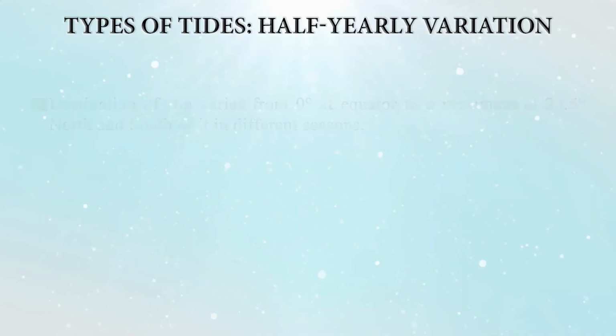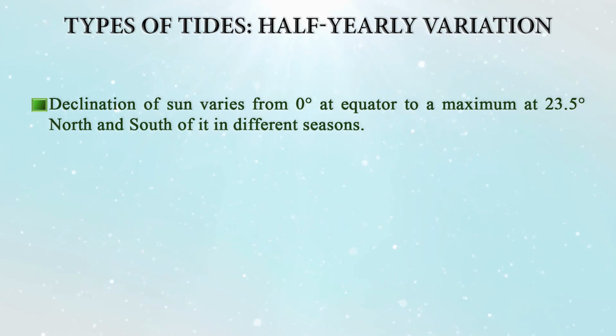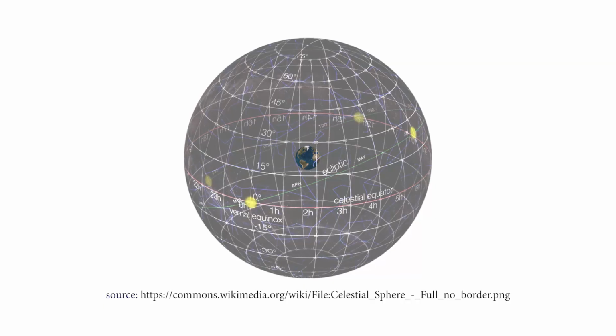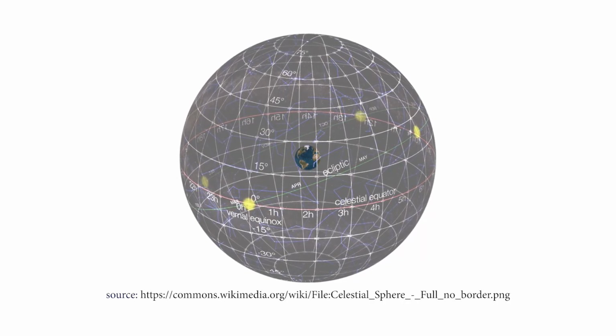We also see half yearly variation, which is due to declination of the sun, which varies from 0 degree at the equator to a maximum of 23.5 degrees north and south of the equator. Declination of a celestial body is its angular distance from the celestial equator on a celestial sphere. Now what is a celestial sphere? A celestial sphere is an imaginary sphere on the surface of which all the heavenly bodies or stars appear to be studded, and the earth is considered to be at the center of that sphere.